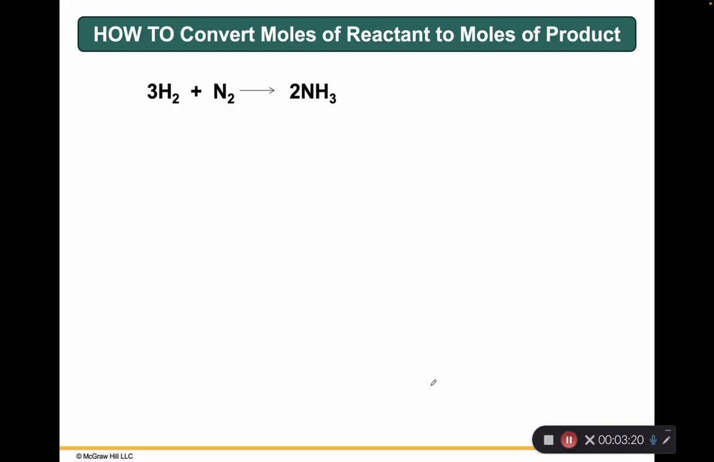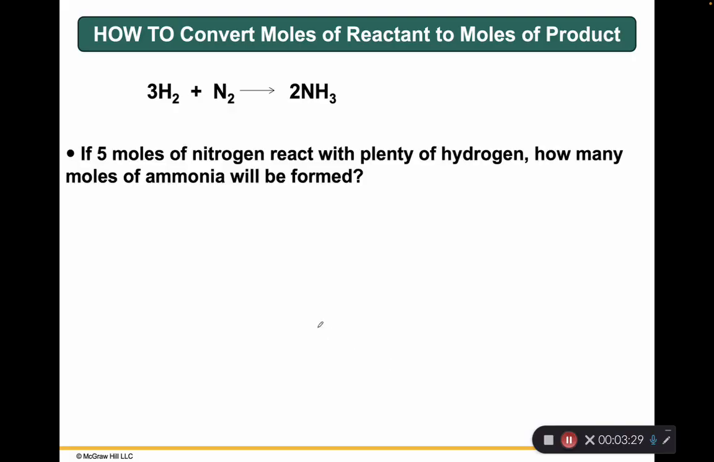So with the same equation, 3 moles of hydrogen combined with 1 mole of nitrogen to form 2 moles of ammonia, what kind of question do we get? Let's see here. I have 5 moles of nitrogen. If 5 moles of nitrogen react with plenty of hydrogen, how many moles of ammonia will be formed? We have to start from 5 moles of nitrogen and get the moles of ammonia. It means that we have to use the correlation between them.